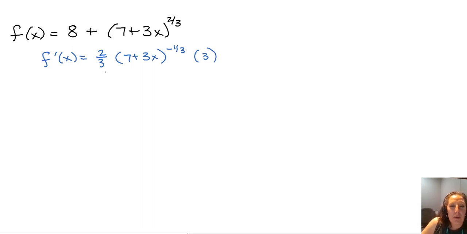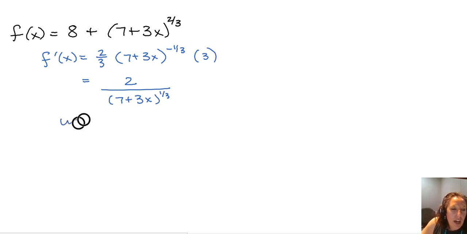And so if we clean this up a little bit, the 2/3 coefficient out front and the 3 from that derivative are going to simplify to just 2. And then the rest of it is raised to a negative power. So I'm going to go ahead and move that to the denominator and write this as 7 plus 3x all raised to the 1/3 in the denominator. So we get 2 over that 7 plus 3x to the 1/3.